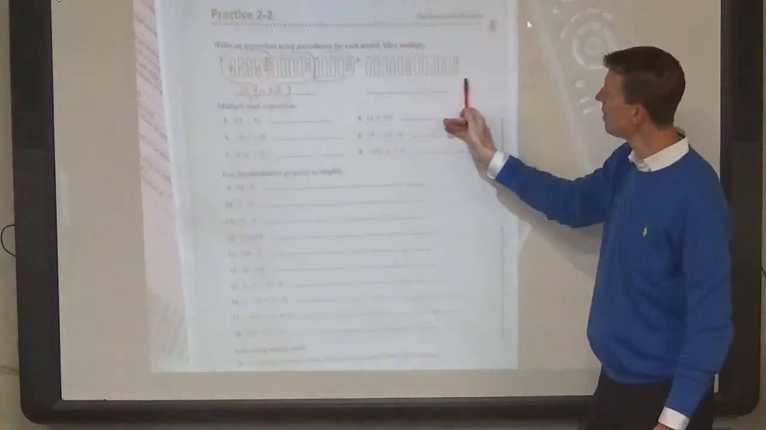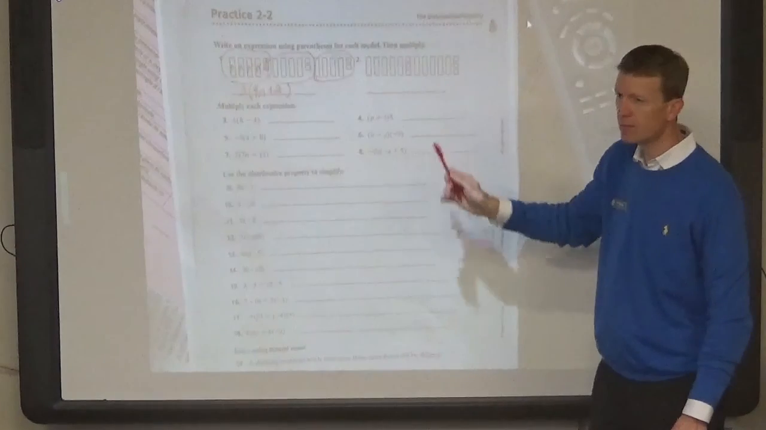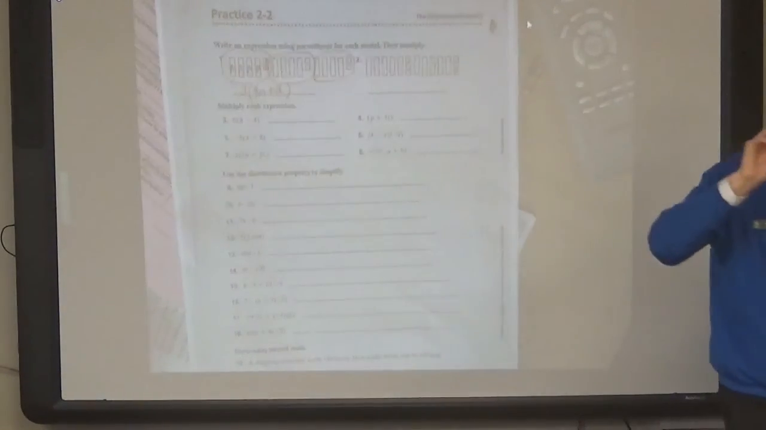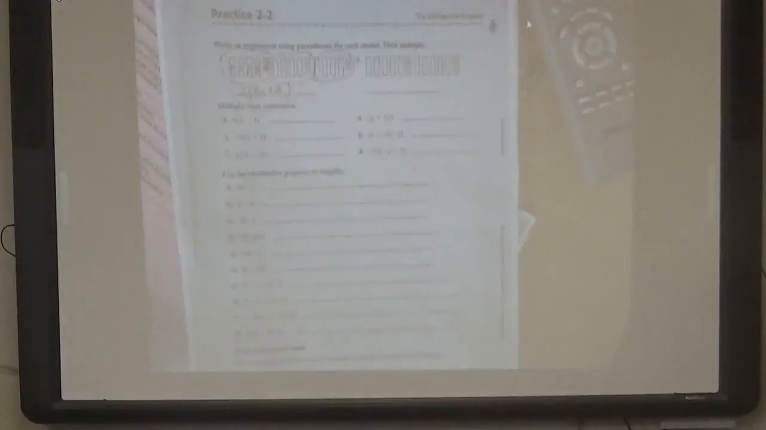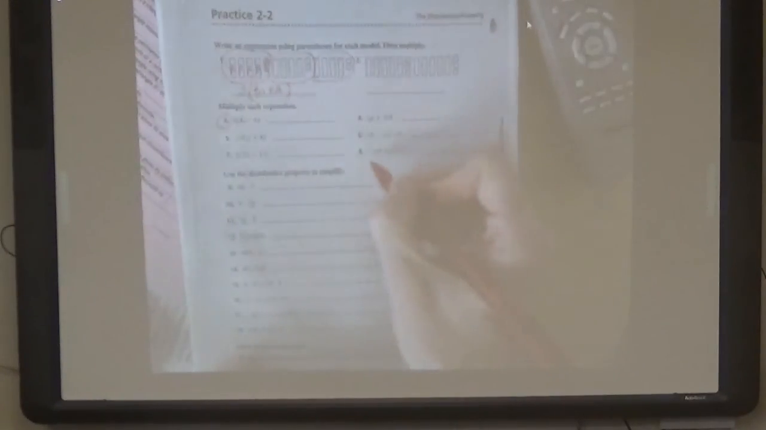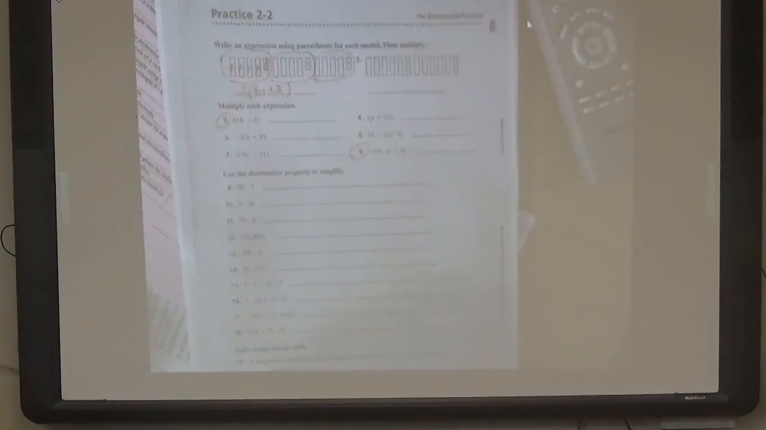Okay? Do the same thing for this one. Circle the groups, and then write an expression for it. And then do 3 through 8 on this side. That's what I would do.